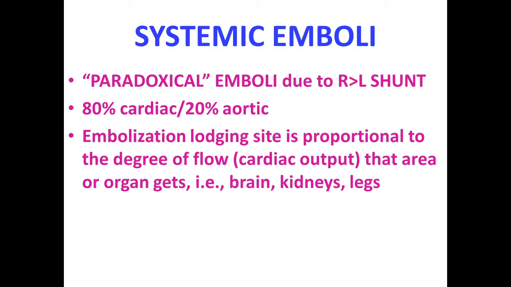The site can include the brain, heart, and gastrointestinal tract. The embolus is usually a blood clot but may also be air, amniotic fluid, or tumor. Embolization is proportional to the degree of flow, the cardiac output, that the area or organ gets. Thank you for your attention.